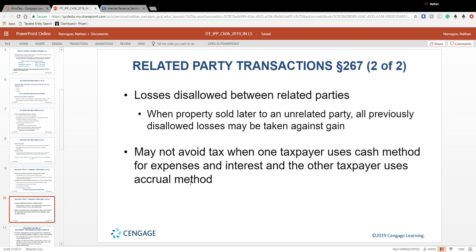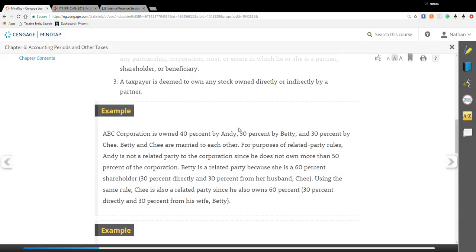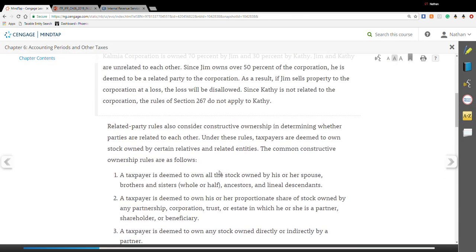So, here's basically some things that go on, especially with losses. Losses are disallowed between related parties. When property is sold later to an unrelated party, all previous disallowed loss may be taken against the gain. So again, it can be sold many times with the family. You cannot take the loss until it's sold to an unrelated party, and then it can go through to almost everybody. And that's what the book is trying to get down to.